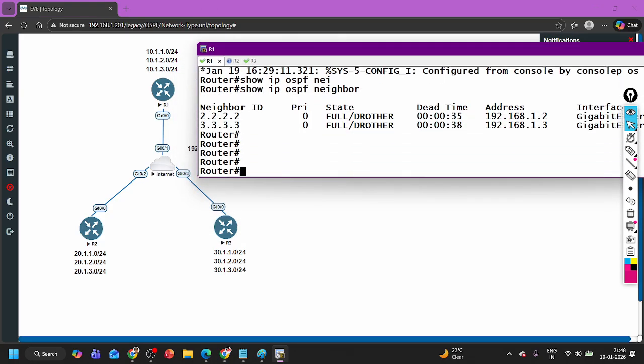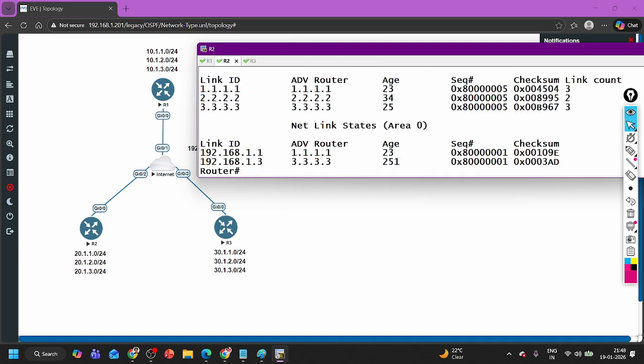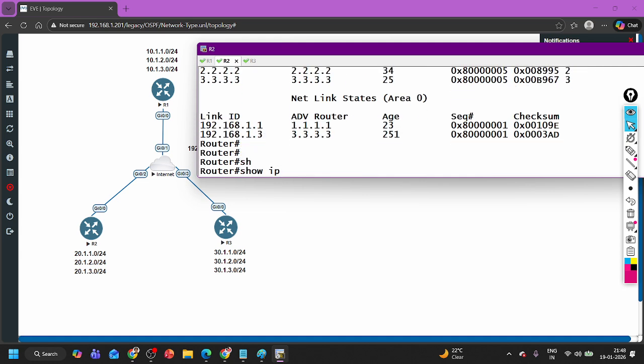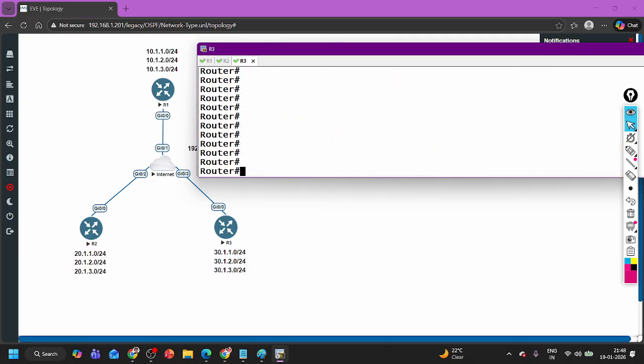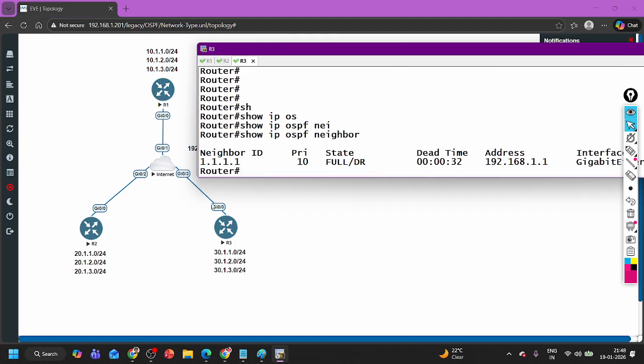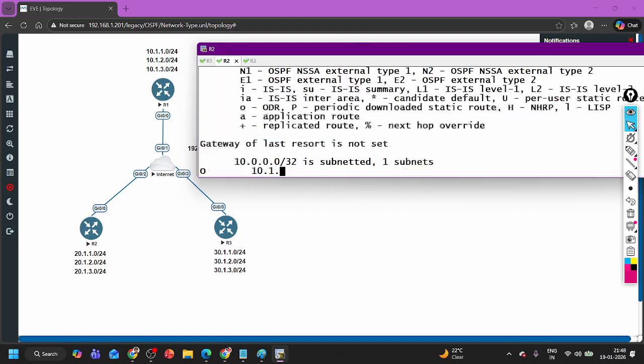R1. Go to R2 and check show ip ospf neighbor. It has neighborship with 1.1.1.1 and the neighborship state is full. Spokes don't have any neighborship with each other. All the spoke routers have neighborship with the hub router. Now go to spoke site S1 and run show ip route ospf.